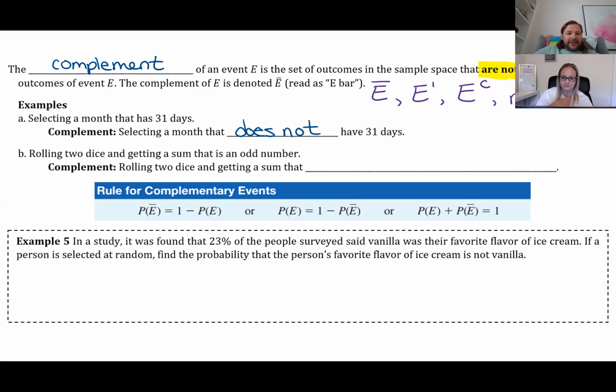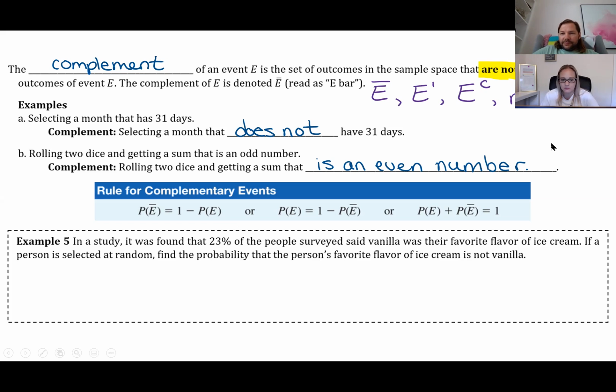Okay, so examples would be like selecting a month that has 31 days. The complement of that event is selecting a month that does not have 31 days. Rolling 2 dice and getting a sum that is an odd number: the complement of odd is even, so rolling 2 dice and getting a sum that is an even number is the complement of that event. Technically, you could say the complement is rolling 2 dice and getting a sum that is not an odd number. That would be an acceptable answer.